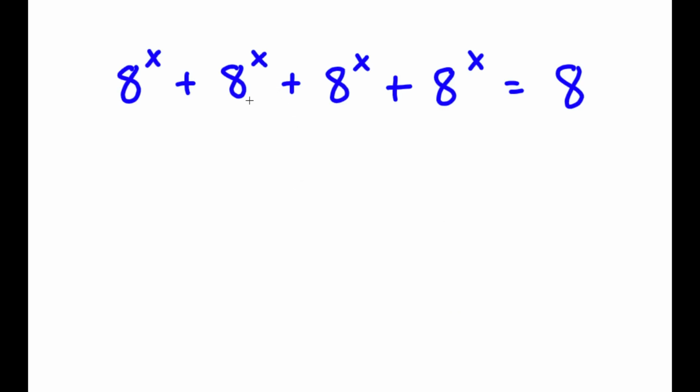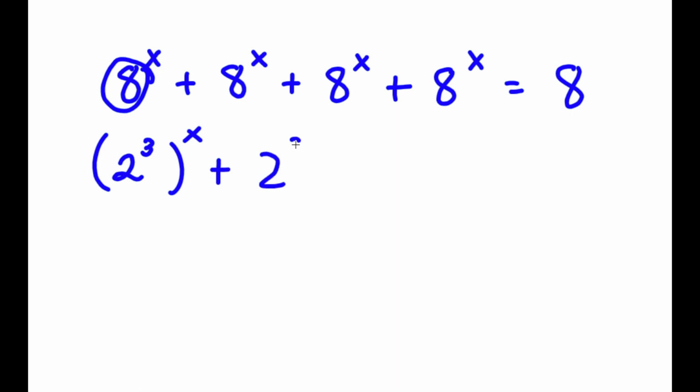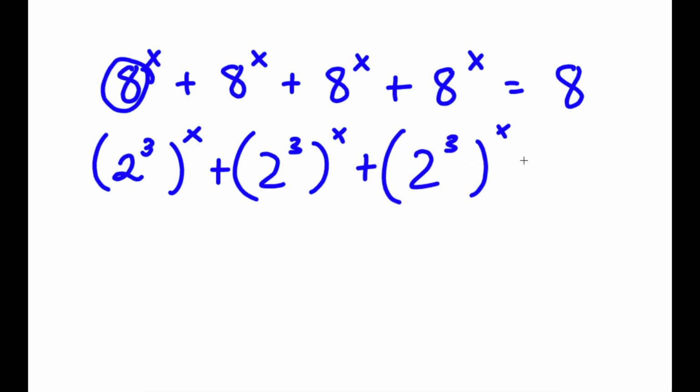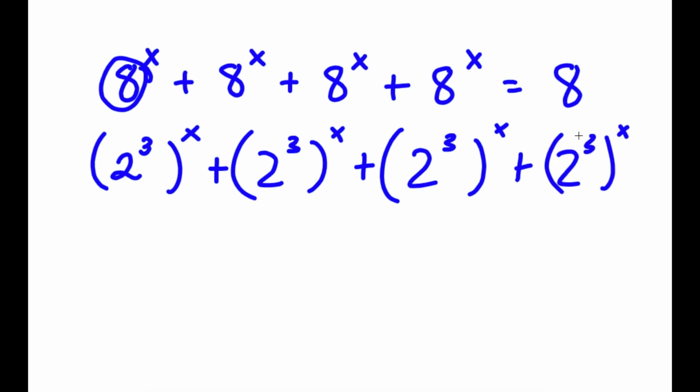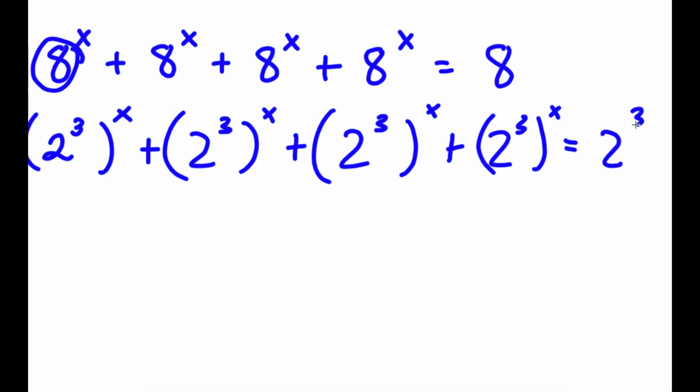Alright, so in this problem, I have a to the power of x plus a to the power of x plus a to the power of x plus a to the power of x is equal to 8. So to solve this, I'm going to first start by replacing 8 with 2 to the power of 3. So now I have 2 to the power of 3 to the power of x plus 2 to the power of 3 to the power of x plus 2 to the power of 3 to the power of x plus 2 to the power of 3 to the power of x is equal to 2 to the power of 3.